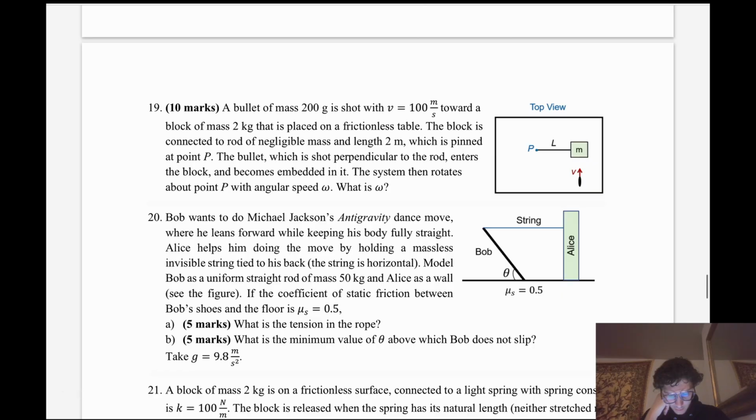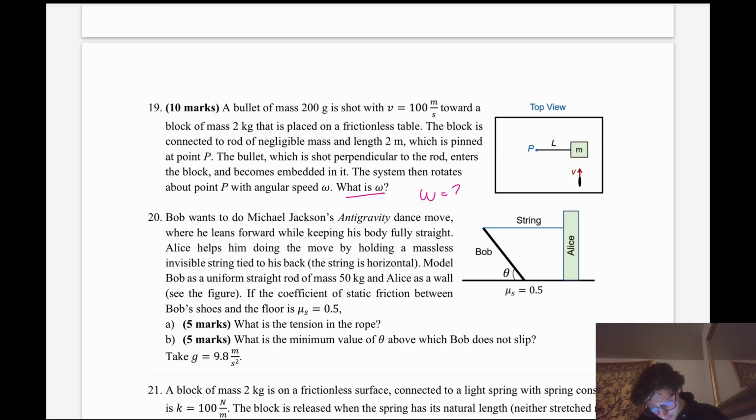A bullet of mass 200 g is shot with v 100 meters per second toward a block of mass 2 kilograms that is placed on a frictionless table. The block is connected to a rod of negligible mass and length 2 meters, which is pinned at point P. The bullet, which is shot perpendicular to the rod, enters the block and becomes embedded in it. The system rotates about P with an angular speed omega. What is omega? Oh my goodness, what are these problems?